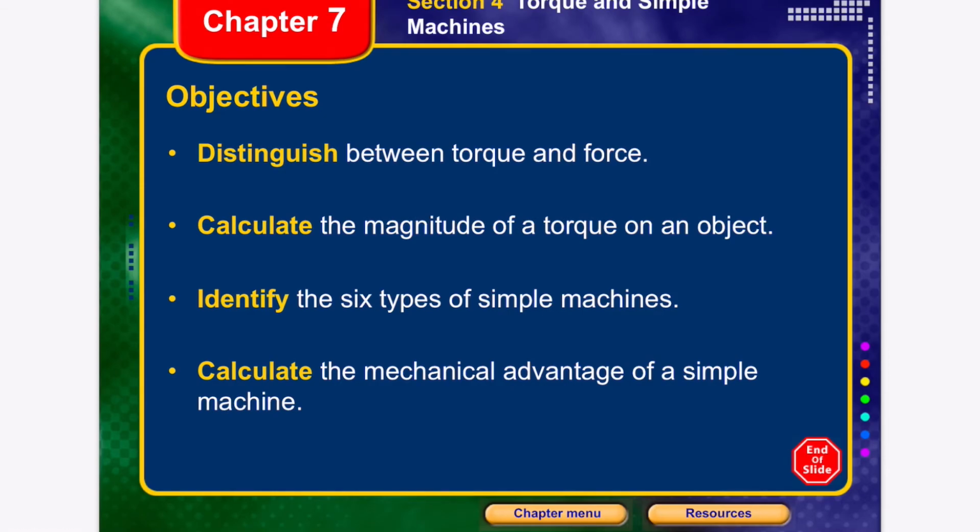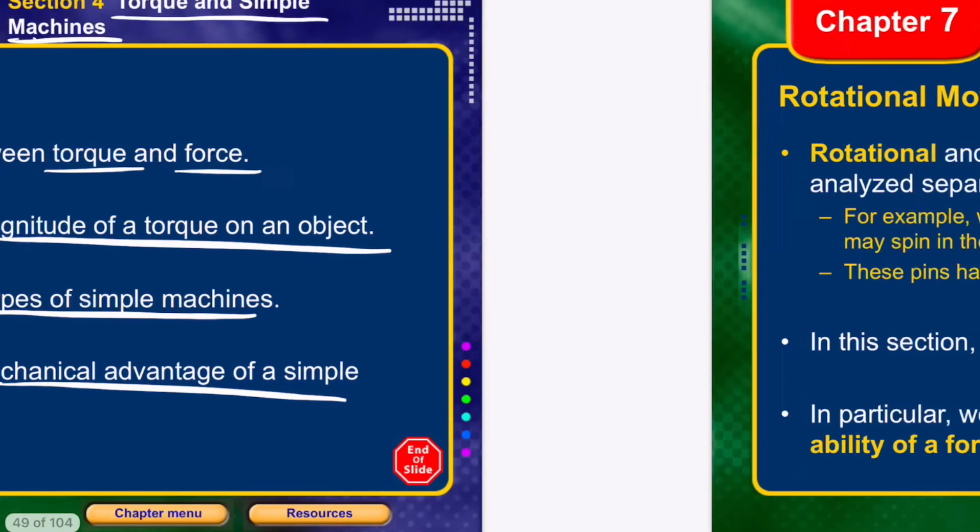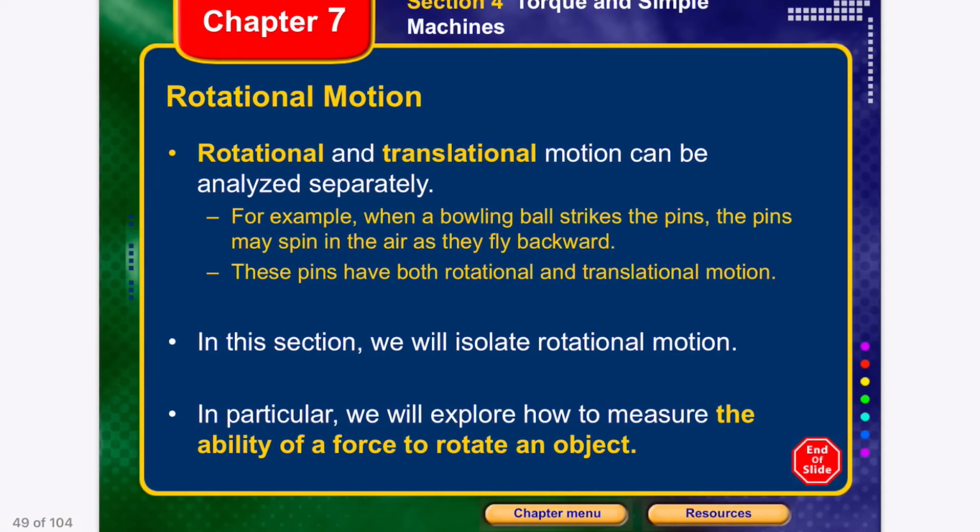Next, let's go to section 4, torque and simple machines. So the objective here is to distinguish between a torque and a force, calculate the magnitude of a torque on an object, identify the 6 types of simple machines, and finally calculate the mechanical advantage of a simple machine. Let's start with rotational motion.